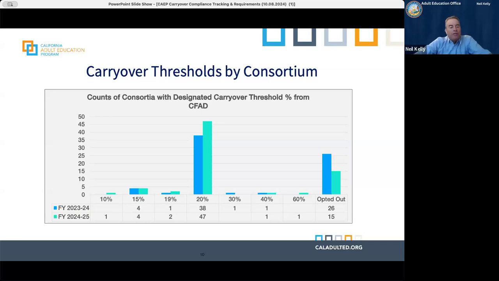And then you can see the thresholds. Most everyone's in the middle with 20%. There are some that are going a little bit way above 20%, and then there's a few that went below 20%. So you can see the range there. Next slide, please.